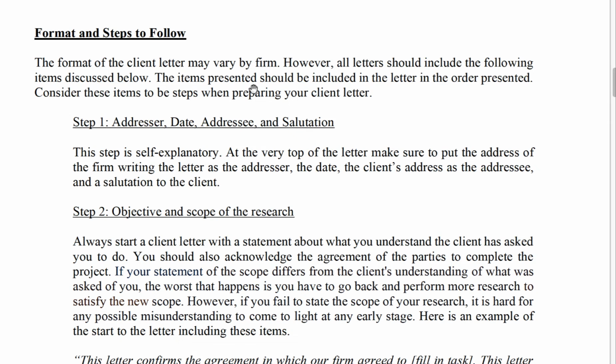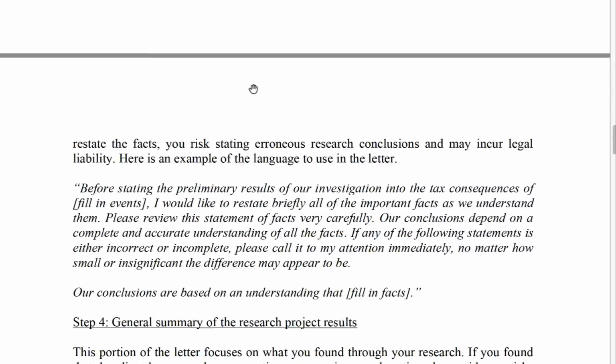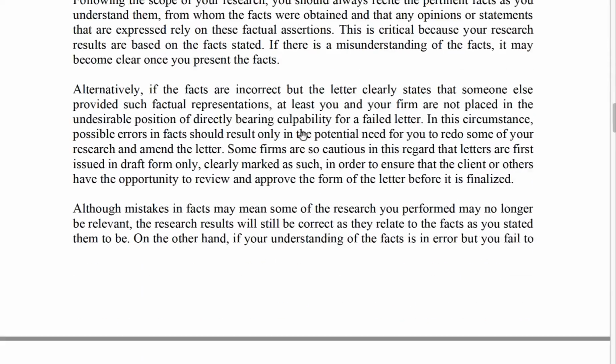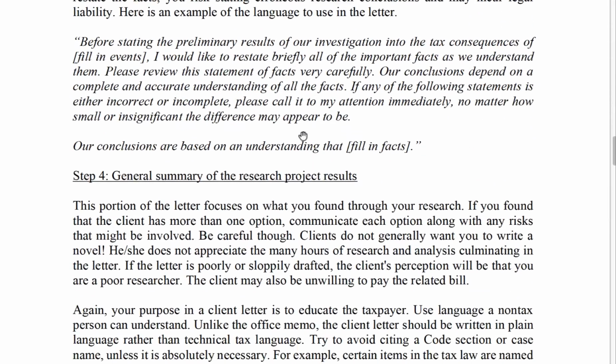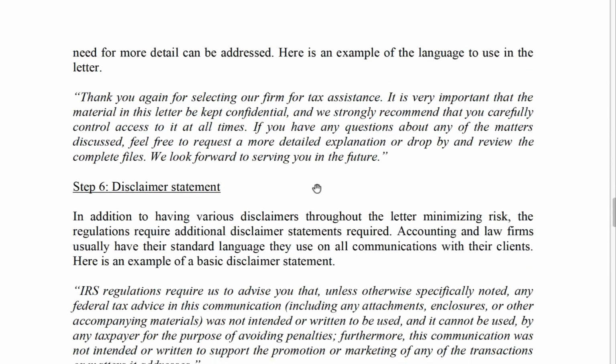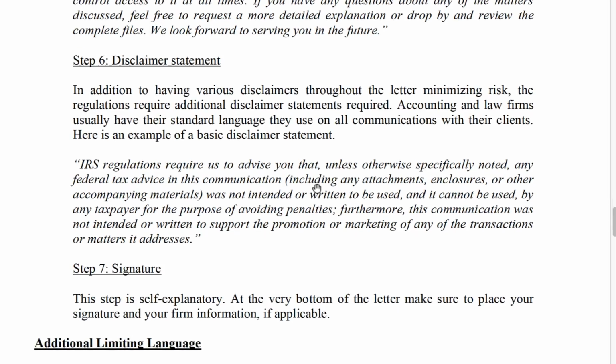So before I go to the blank document, let's just recall the 7 steps. Step 1 is the addressor, the date, the addressee, and salutation. Step 2 is put in the objective and scope of the research. Step 3 is a statement of facts as presented by the client. Step 4 is a general summary of the research project results. Step 5 is the closing, including any references to any required follow-up meetings. Step 6 is put in a disclaimer statement. And then finally, step 7 is the signature.